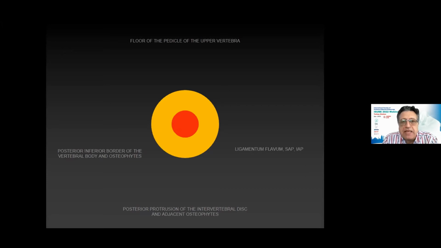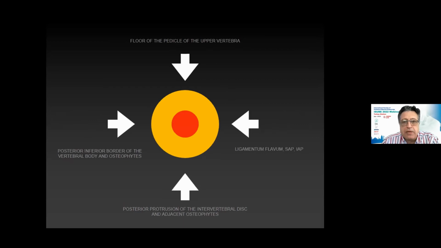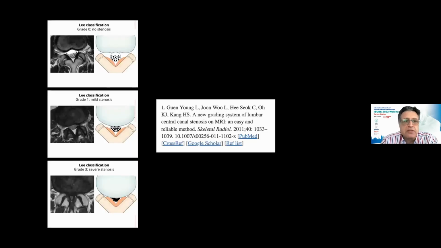But let's look at the foramen. The red circle inside is the exiting nerve root, and the yellow one is the intervertebral foramen. And as we see, we have compression from both sides: by the pedicle, by the SAP or ligament, by the inferior border of the vertebral body and osteophyte, and by the lower part. So we have to identify which is the real pathology that impacts the patient.